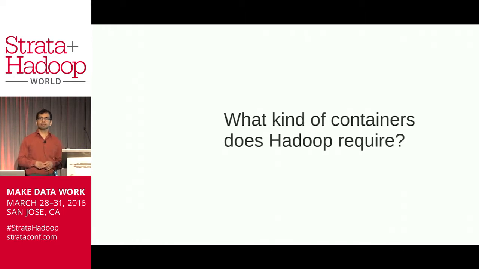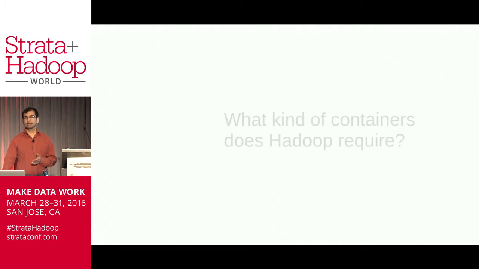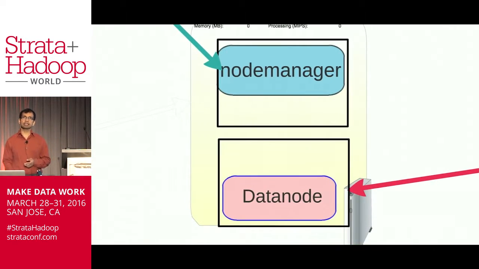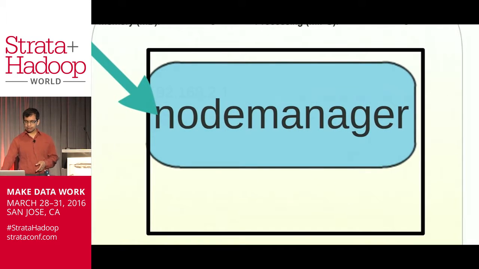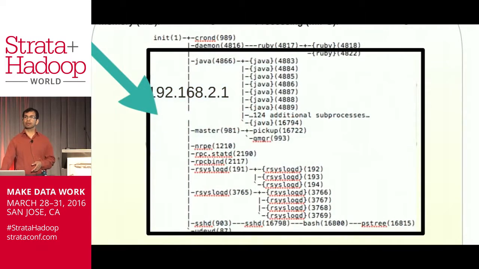So now that we have established that we're running on containers, the question is, what does Hadoop actually require from containers? What kind of containers does Hadoop require? Simply put, Hadoop wants containers to act like machines, machines with static IP addresses, and it wants these machines to be able to run multiple processes.